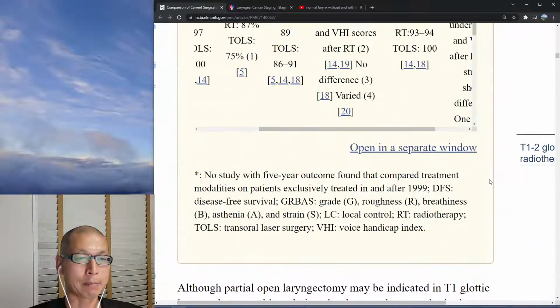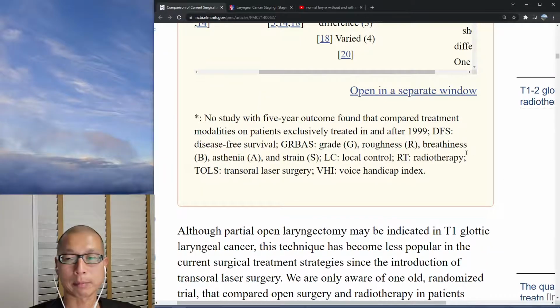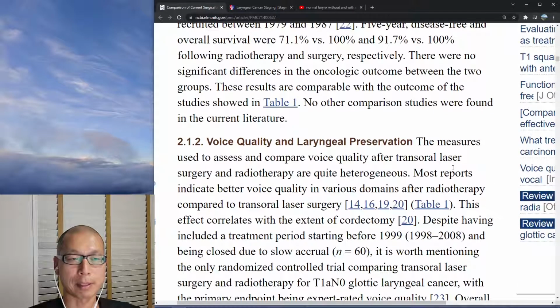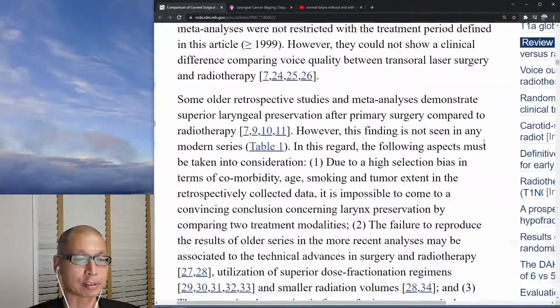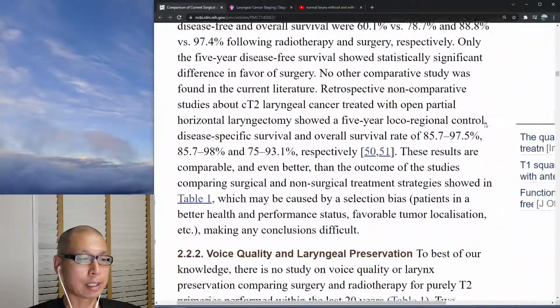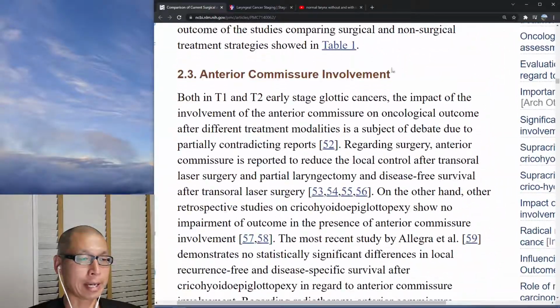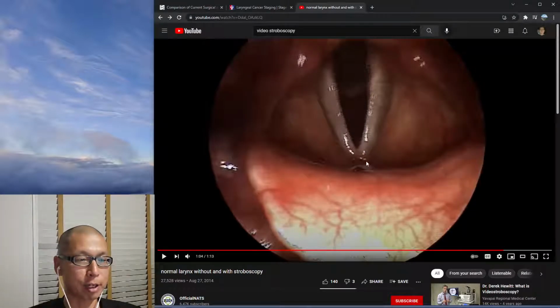So in my practice, I generally recommend laser surgery if it looks like it's something that we can remove via laser surgery. They talk about this area called the anterior commissure, and that is this area in the front here. If you have a tumor here, it's very hard to get out with laser surgery, and you have very bad voice outcomes. Generally, in that case, I'll recommend radiation therapy as a first-line treatment.